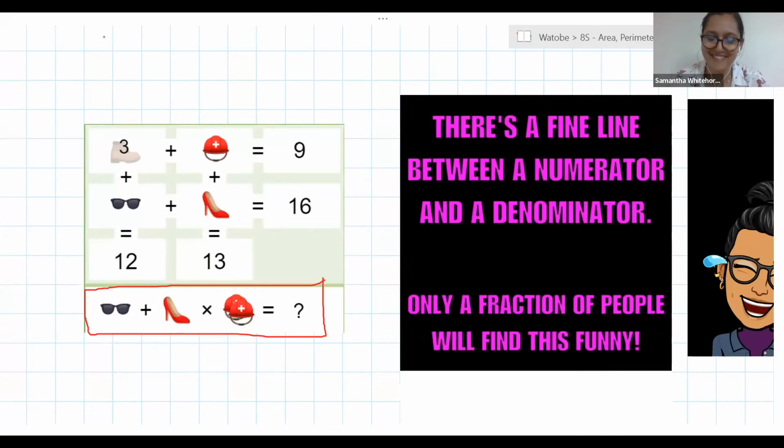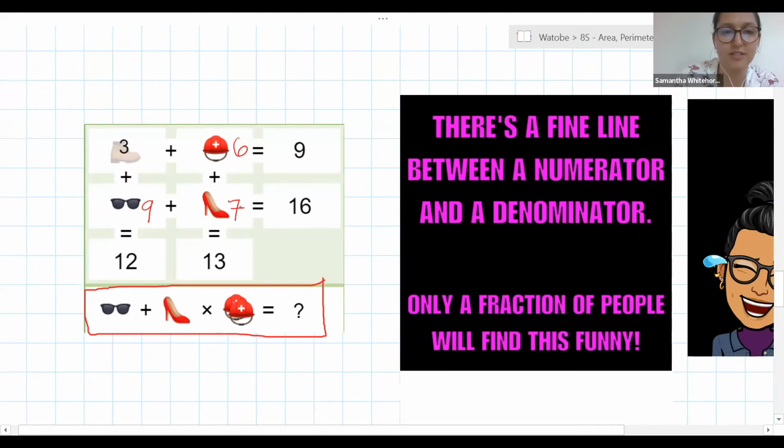Good evening, ma'am. So we found out that the value for the boots is 3 already. Then 3 plus 6 gives us 9. Then they give us the answer, which was 12 at the bottom there. So we said 3 plus the sunglasses, which is 9, gives us 12. Then for the glasses, we said 9 plus the shoes, which gives us 7. So 9 plus 7 gives us 16.